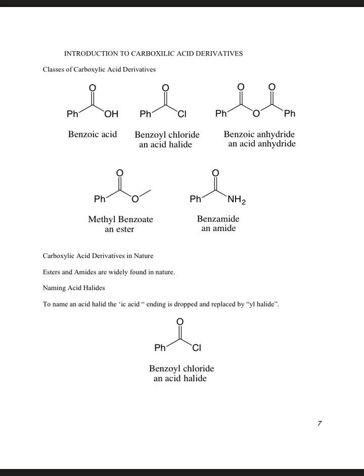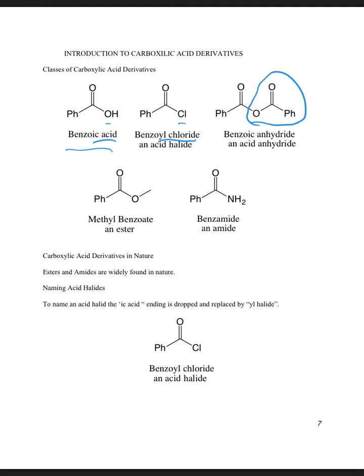So what kind of carboxylic acid derivatives are there? We know a carboxylic acid, benzoic acid. If we change the OH to a Cl, we have an acid halide, an acid chloride. So it is benzoyl chloride. So we dropped the ic acid and added oyl chloride on there.